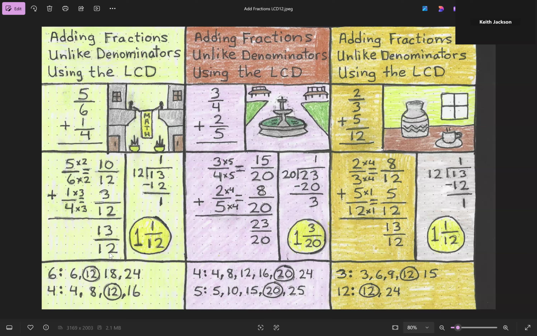Your teacher may not want you to leave it as an improper fraction, meaning that the numerator is larger than the denominator. So your teacher's probably going to want you to turn it into a mixed fraction. We're going to do that by division. This is really the same as saying 13 divided by 12, so we put 13 inside the box. We know that 12 goes into 13 just one time. 12 times 1 will give us 12. 13 minus 12 will give us 1.